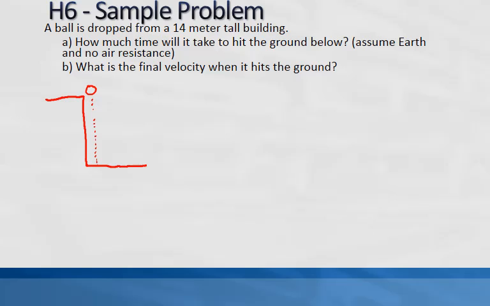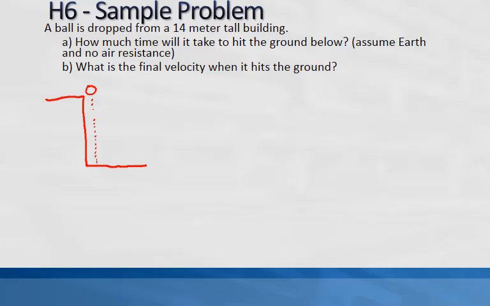Okay, so for this one, this is getting into free fall. A ball is dropped from a 14-meter tall building. How much time will it take to hit the ground below? Assume no air resistance. And then also, what is the final velocity when it hits the ground?